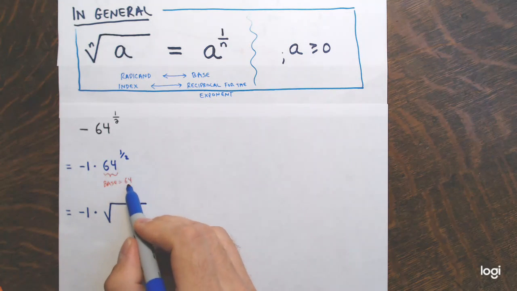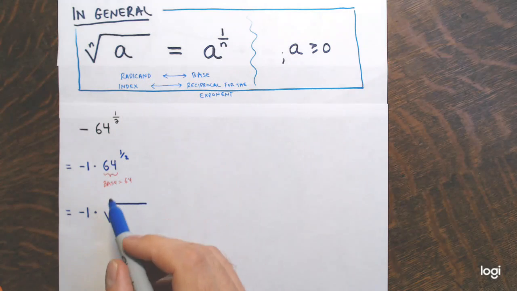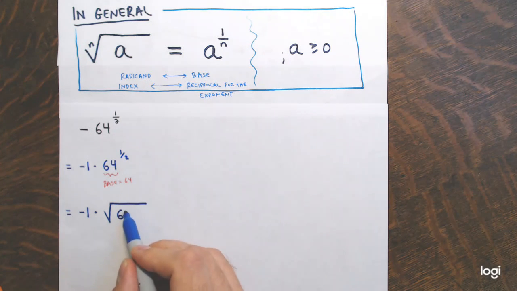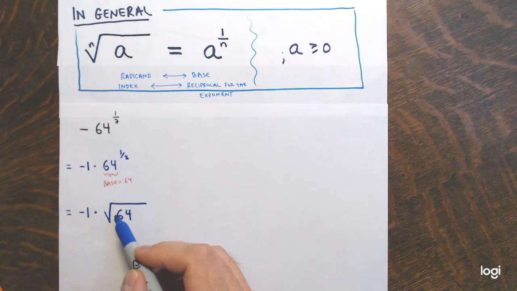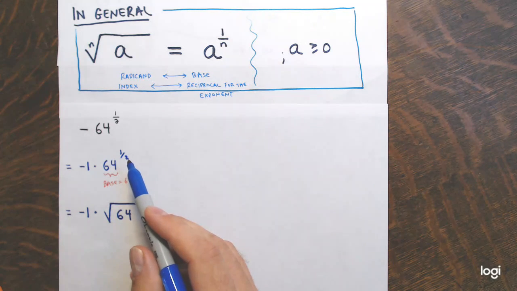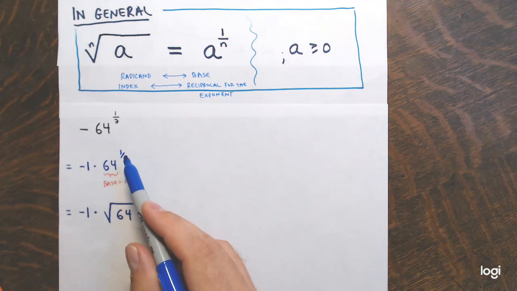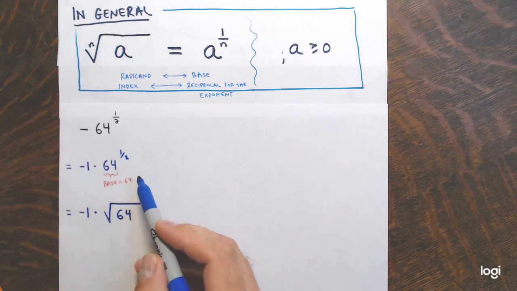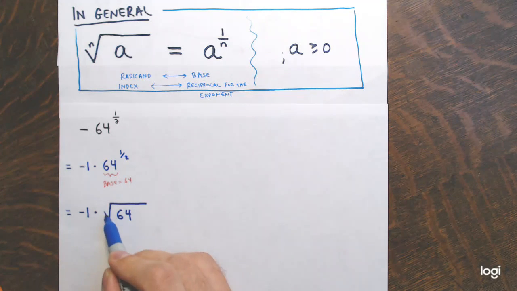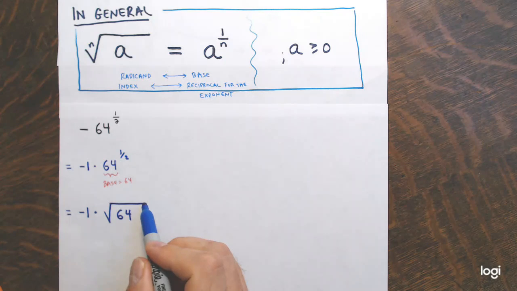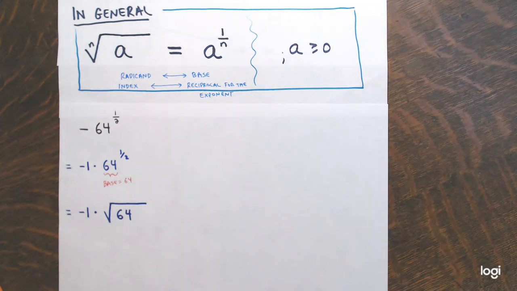The base is 64. Remember, the base is the radicand, so it goes underneath. So I have 64 underneath the square root symbol, or the radical symbol. And yes, it is a square root, right? This is 1/2. The denominator of this power is 2. So the index of the radical is 2. Now again, usually 2 is not written, but I'm going to leave it alone. This is a second root, or a square root.